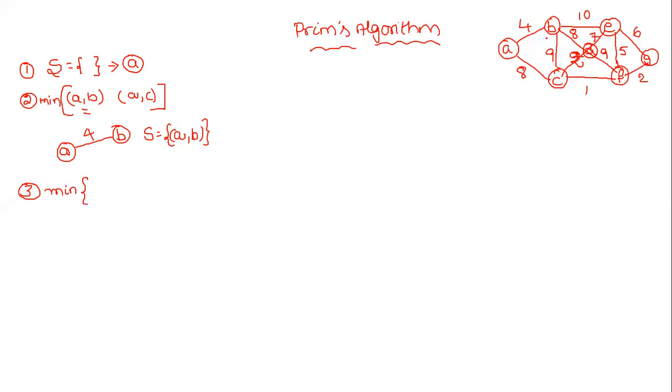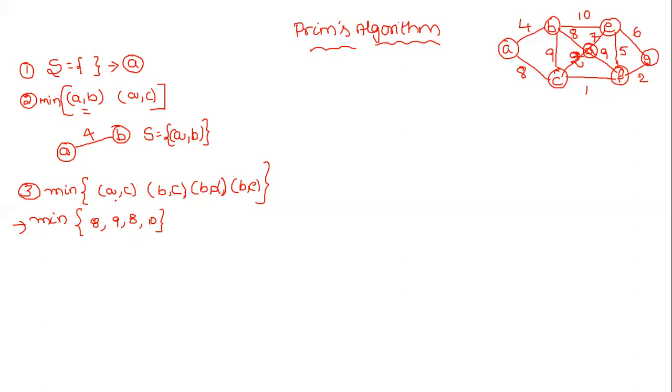So here, A to C is there. A to B is already considered, that's why we will check only A to C. And from B, there are three edges: B to C, B to D and B to E. So among these four edges, A to C weight is 8, B to C is 9, B to D is 8, and B to E is 10.